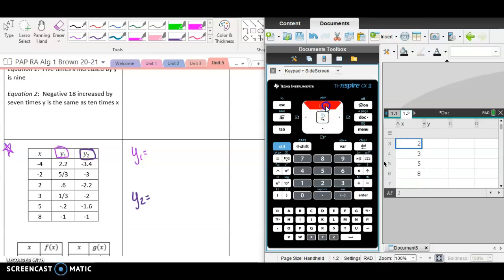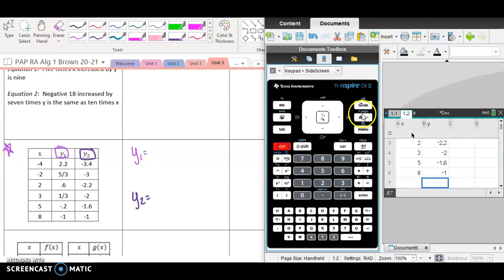All right, let's go back up here to where we have to put our y in. And then we have a -3.4, -3, -2.2, -2, -1.6, and a -1. Okay, make sure you get out of that last cell. Don't forget that, okay? All right, and then we need to add a data and statistics page.